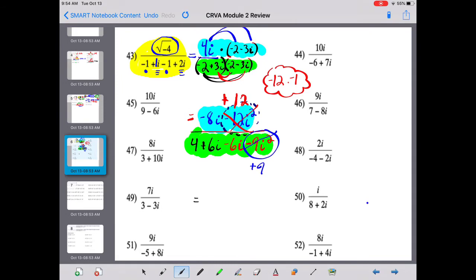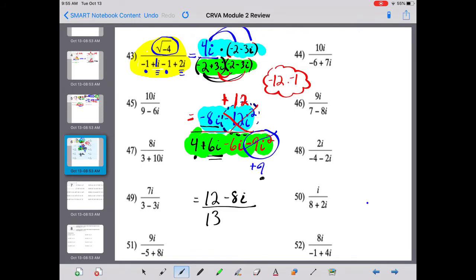We've got on top a positive 12. I'm going to put that first because it's a real part. And then I have this imaginary part of -8i. That's the better way to write it. On the bottom, I've got 4 and I've got 9. That's 13.